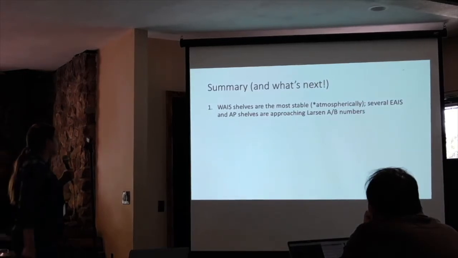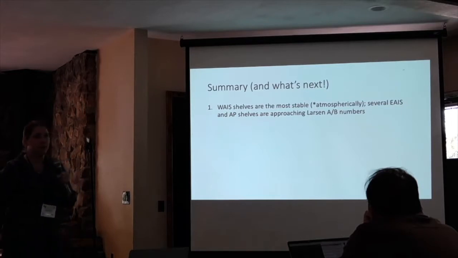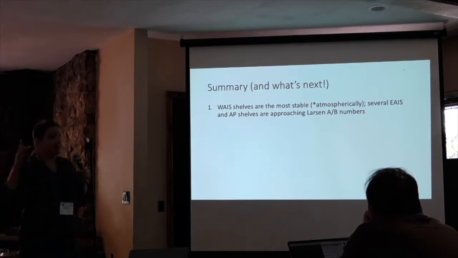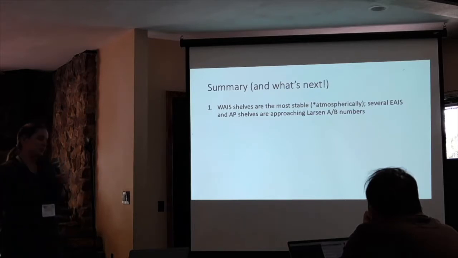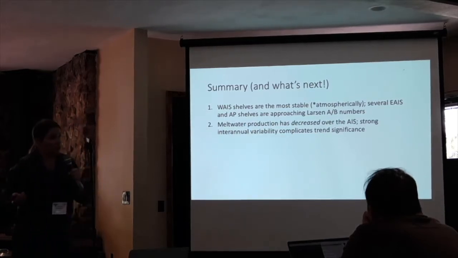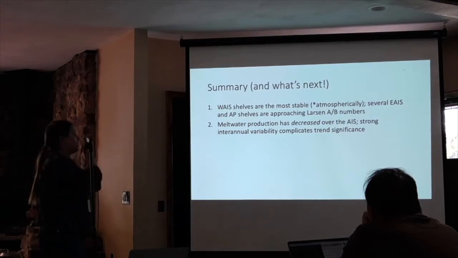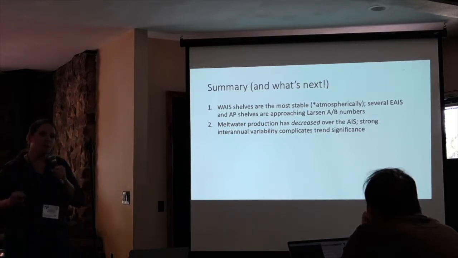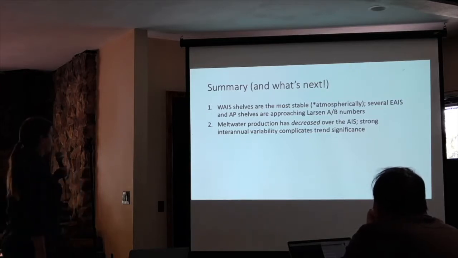So, summary. The West shelves are the most stable from an atmospheric perspective. And then several East Antarctic and Peninsula shelves are approaching Larsen A/B numbers. Meltwater production appears to have decreased. Strong caveat there, but that interannual variability makes it really hard to say with any level of confidence if that's truly a trend or just the fact that we have a very short record.